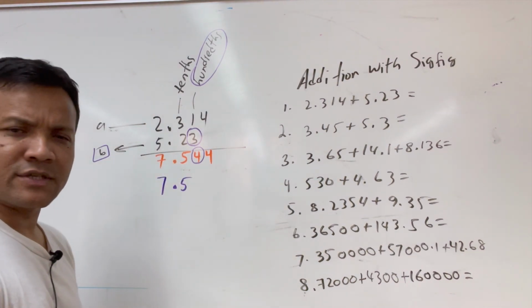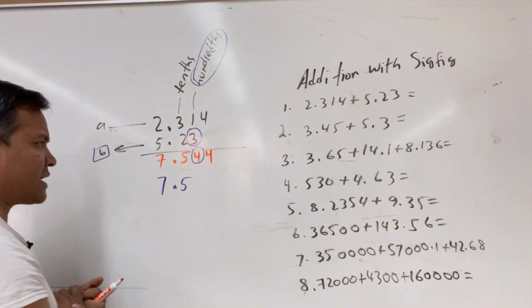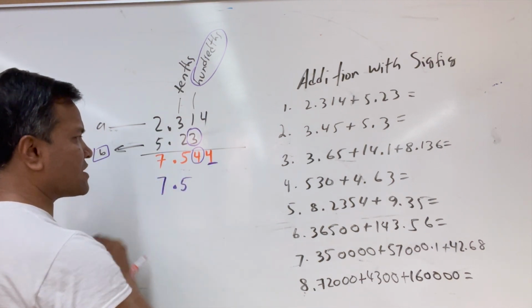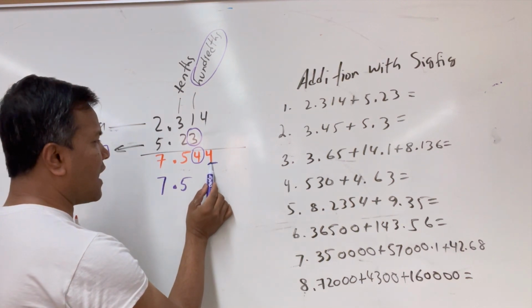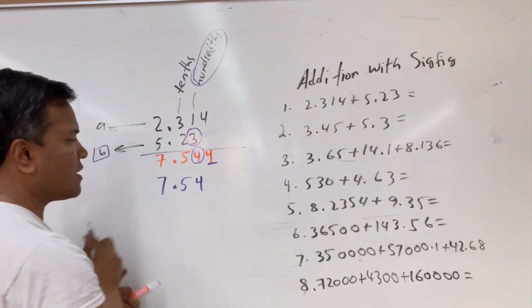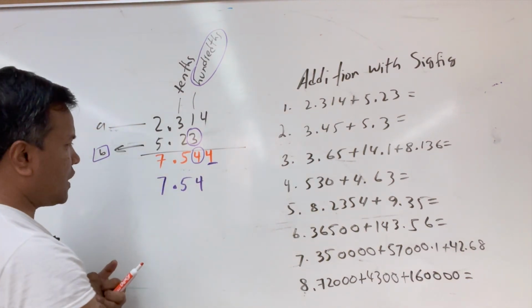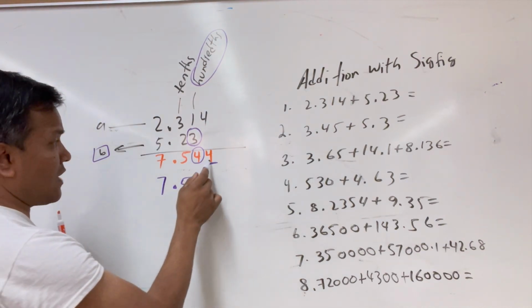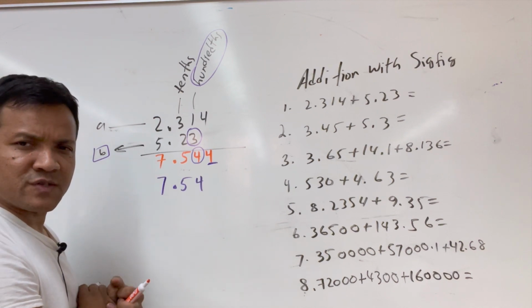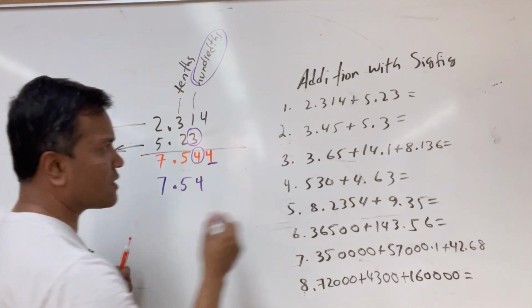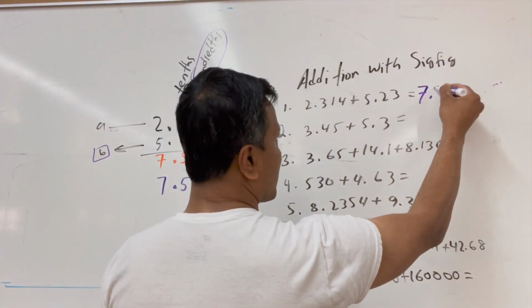The target, you're going to write depending on how big or small the next digit is. If it is less than 5, then you just write it like this. All right, so if it is 5 or more, then you change it to the next whole number, which is 5. So 7.54, 7.54.